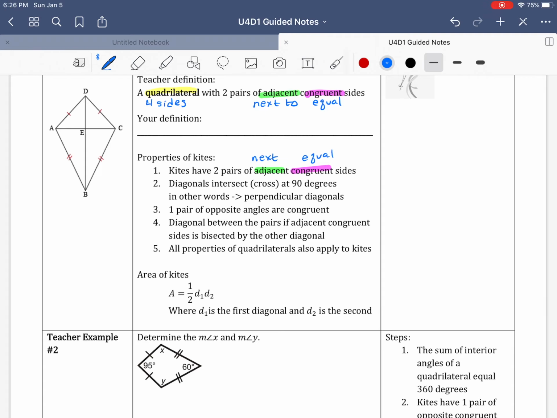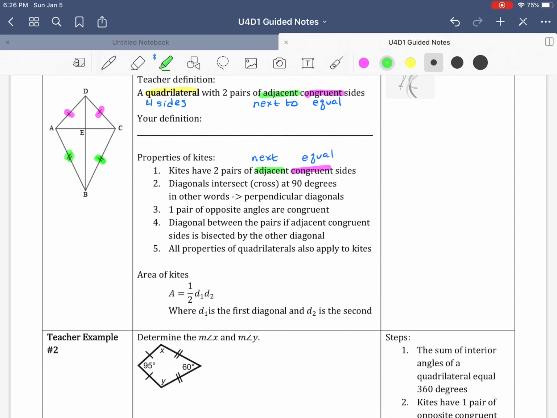What that means is they have this side and this side that are the same, and then this side, which is equal to that side, right? The two green sides, they are next to each other and they are equal in length. That is what the tick marks tell us. The two purple sides are next to each other and they are equal in length.